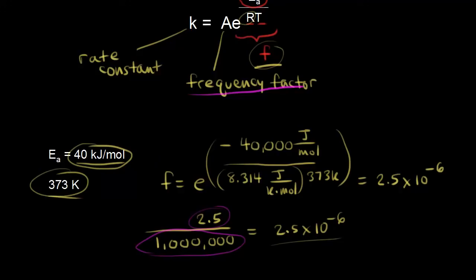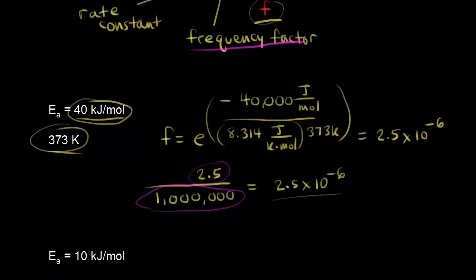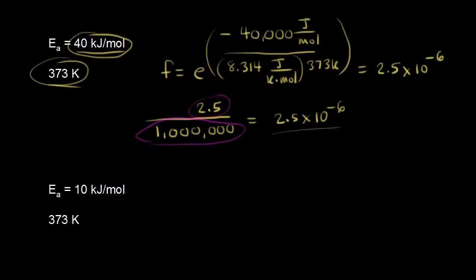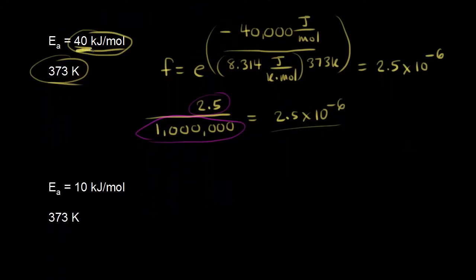Let's see what happens when we change the activation energy. We're going to change the activation energy from 40 kilojoules per mole to 10 kilojoules per mole. So we're decreasing the activation energy. We're keeping the temperature the same. Let's see how that affects F.